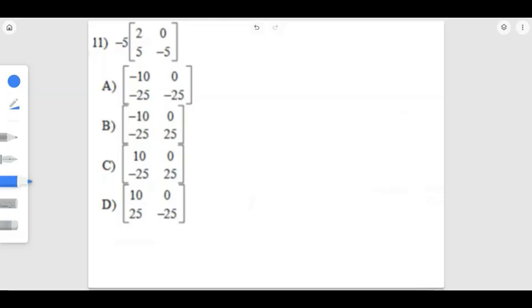In this matrix, we have 2 rows and 2 columns, which will give us a 2 by 2 matrix. Always remember that rows come first, then the columns. Now, if we want to multiply this matrix, we're going to take the scalar value, which is -5, and distribute it to the elements of this matrix, which are 2, 0, 5, and -5.